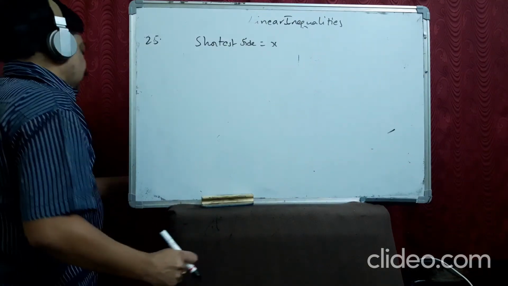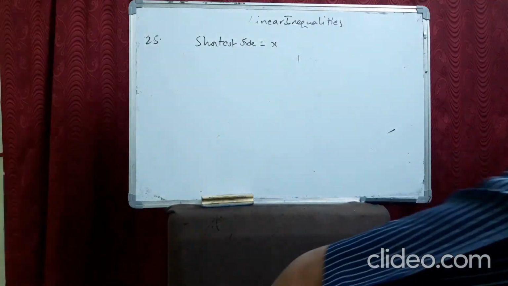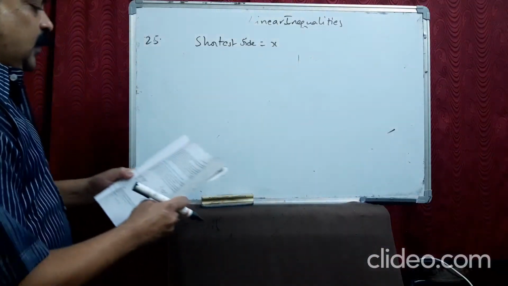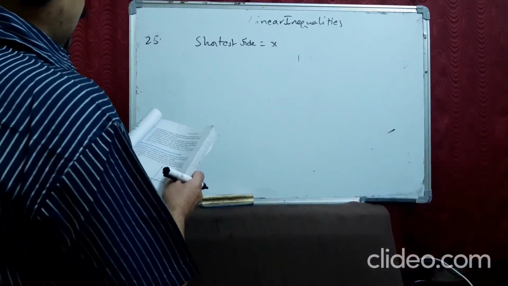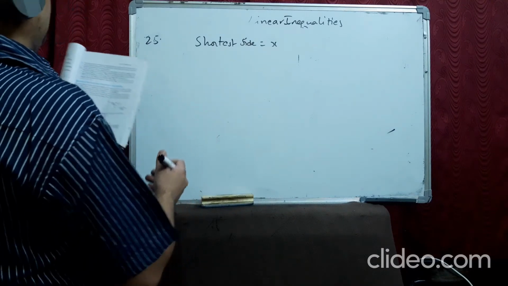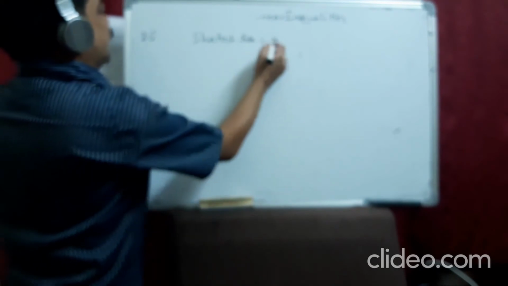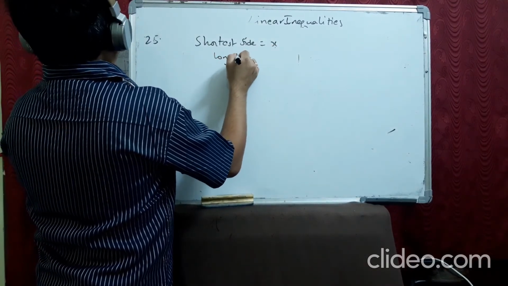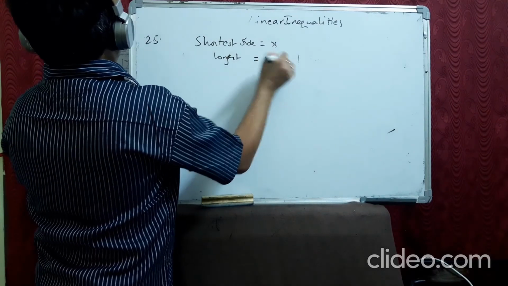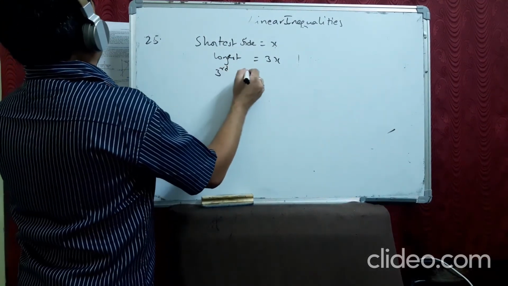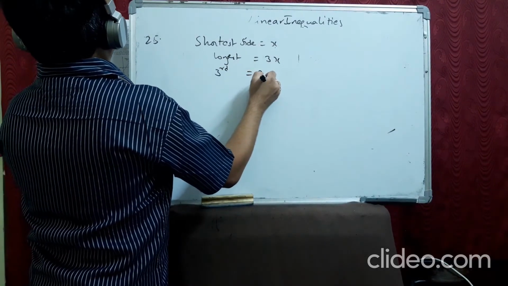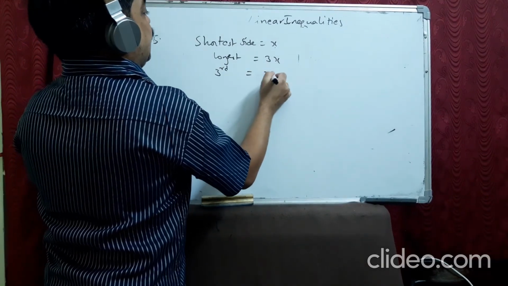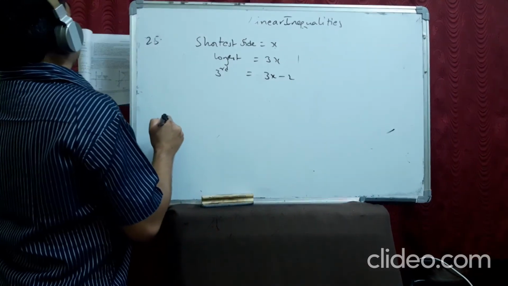See, all of you look at the 25th question. Longest side is 3 times the shortest side, and the third side is 2 centimeters shorter than the longest side. So basically we take shortest side as x and the longest will be 3 times, 3x. Third side will be 2 shorter than the longest side. So 3x minus 2.